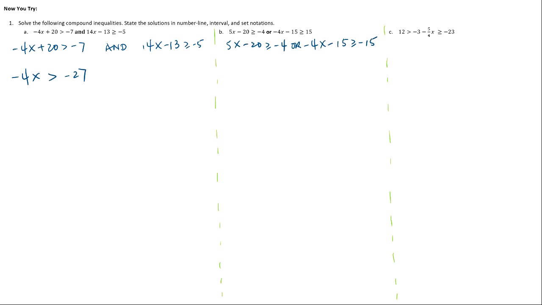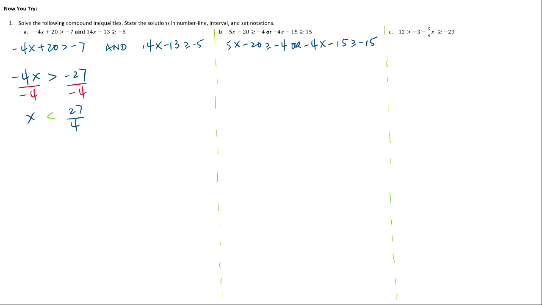And here, if I want to get x by itself, go ahead and divide by negative 4. And anytime you divide or multiply by a negative number, remember to flip the direction of the inequality symbol. So we would get x is less than 27 over 4.